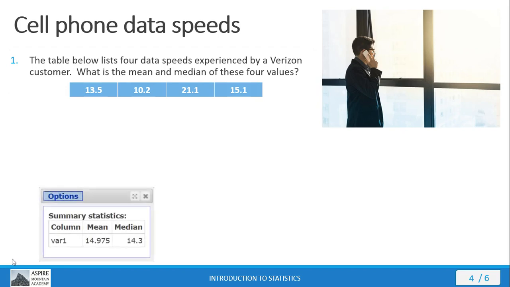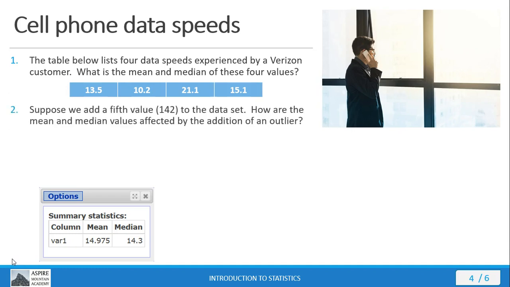Okay, I hope you got something that looks like this. If not, go back and watch the video on how to do this, and then try again until you get it right. Okay, now suppose we add an extra value of 142 to our data set. What are the mean and median values now?